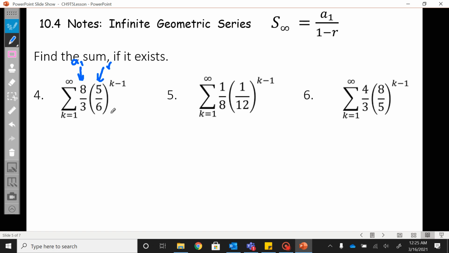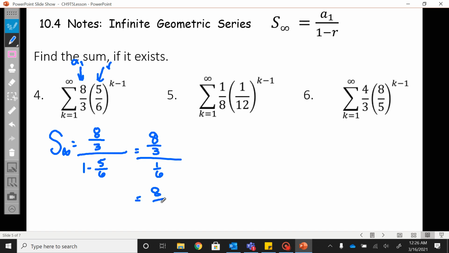Okay, so if I want my infinite series here, R is smaller than 1, so this is fine. So it's the first term, which is 8 over 3, divided by 1 minus the ratio, which is 5 over 6. Okay, so that's 8 over 3 divided by 1 minus 5 over 6, so common denominator, that would be 6 over 6 minus 5 over 6, which is 1 over 6. Okay, so we're looking at 8 over 3 divided by 1 over 6. Changing that to multiplication, that's 8 over 3 times 6 over 1.